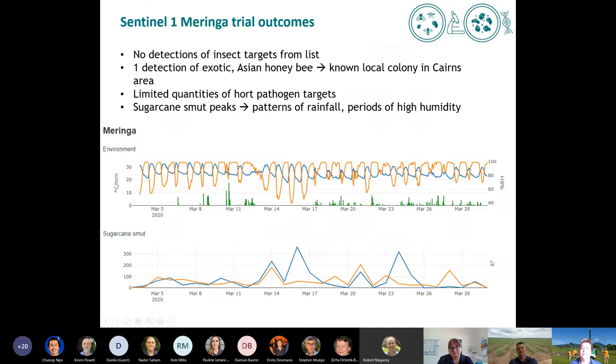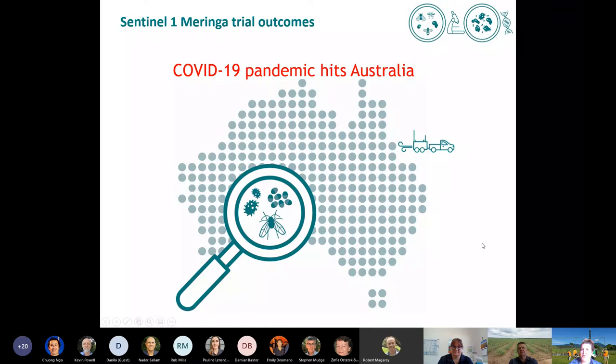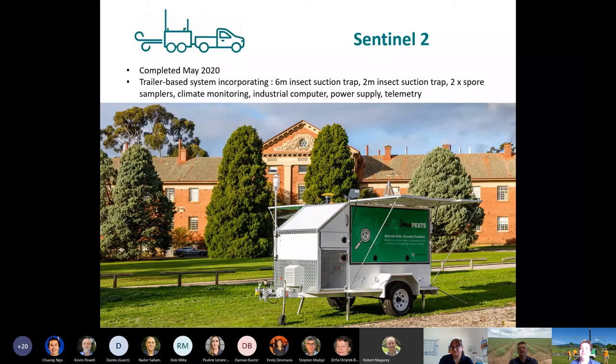So unfortunately, during this trial, the COVID-19 pandemic hit Australia, borders closed, and we had to bring it back to South Australia. But that let us focus on bringing all of these units together and developing more of them based on those insights that we had from those trials. So this one here is Sentinel 2. It's slightly different. You can see the solar panel array is set up on these wings that sit outside the Sentinel, as opposed to that separate panel that you see on Sentinel 1. So this is more of a revised prototype. We delivered this one in May and sent it out into the field in July.